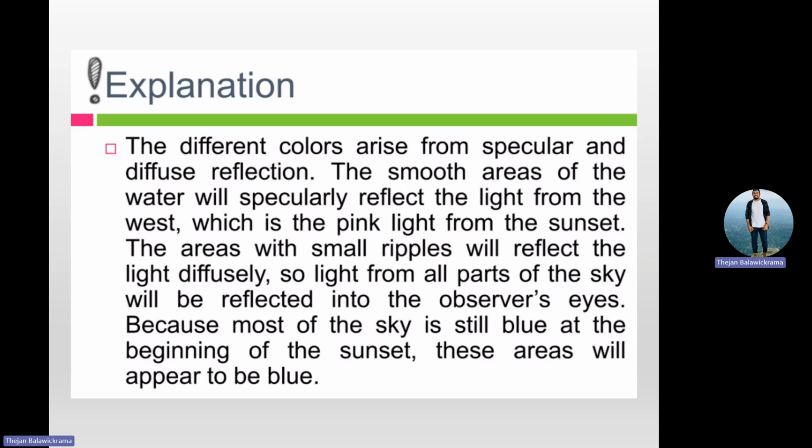Some areas appear in a red, pink shade, but most of the time it's blue. That is due to diffuse reflection. So overall, you will see different colors. In the evening the waters are blue. Even for the mountains, the colors differ in the same way.